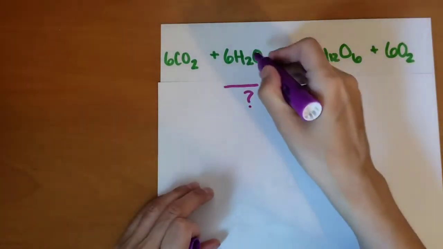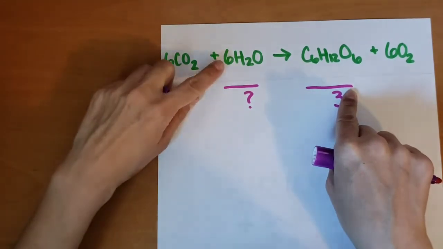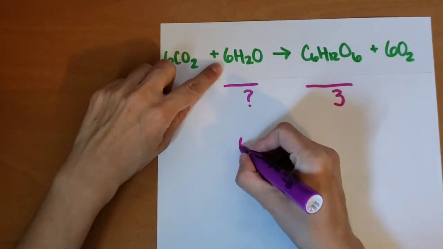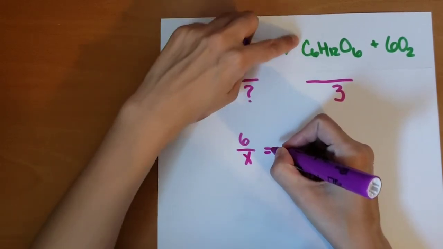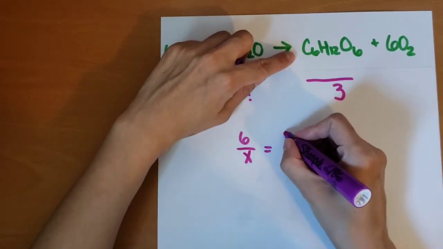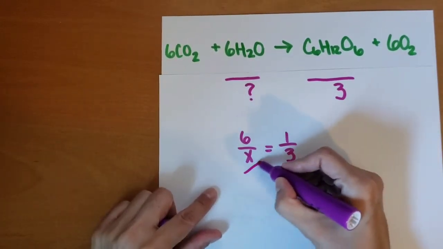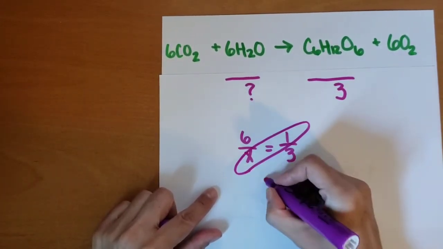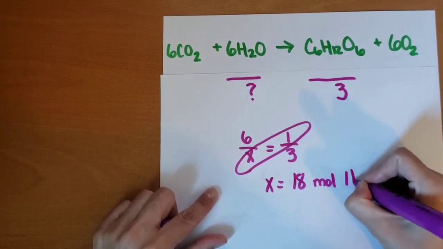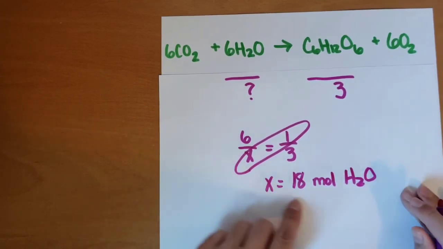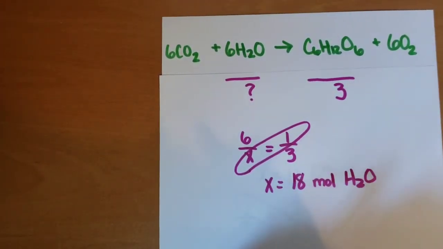So what we're going to do is set up fractions based on our underlying quantities. I'm going to take the coefficient here, 6 over x, because I'm looking for that, equals, now there's no written coefficient here, but it's understood to be 1. And then I'm going to clear my fraction. And I'm going to need 18 units or moles of water to make exactly 3 glucose.